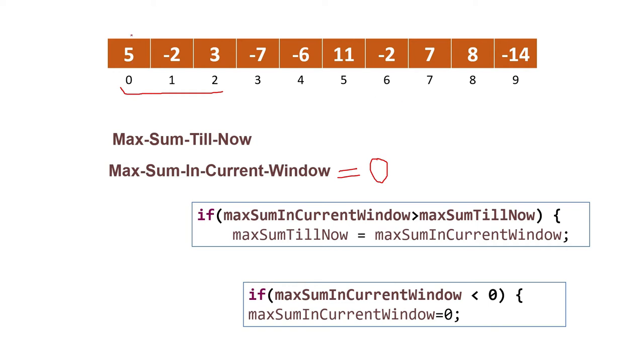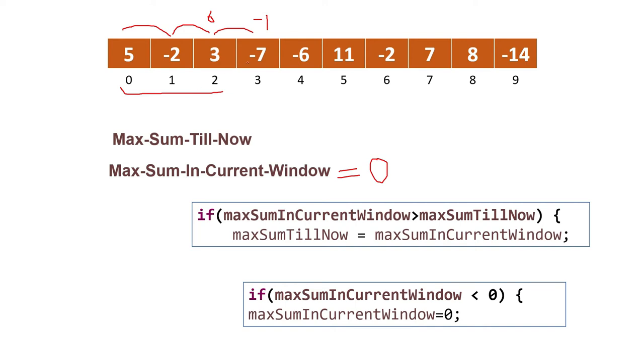Suppose in this case I proceed from 5. When I reach 1, my sum became 3, because 5 plus minus 2 is 3. Then from 1 to 2, 3 plus 3 became 6. So till now my sum is 6. Then I moved to index 3, where 6 added with minus 7 became minus 1. So here the sum in that window became negative.